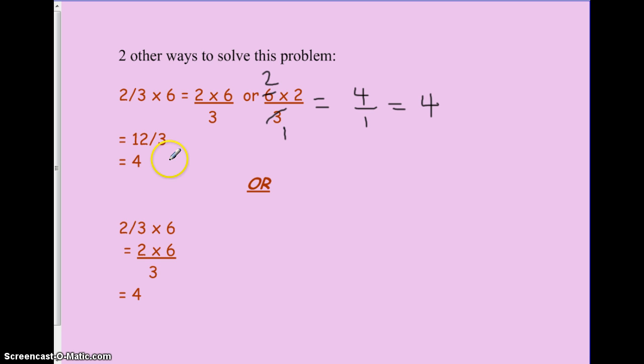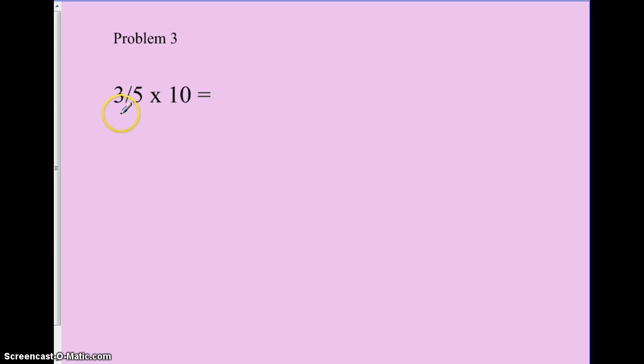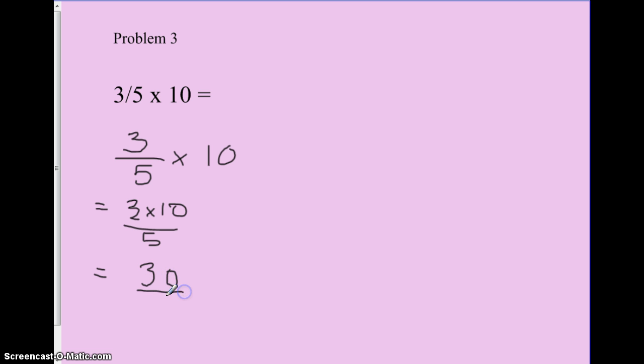Okay, so basically this is saying the same thing, right? It's just that this has the extra step of 12/3. Okay, so problem 3 is 3/5 times 10. So I would write that as 3/5 times 10, and then that equals 3 times 10 over 5, which equals 30 over 5, and 30 divided by 5 equals 6.